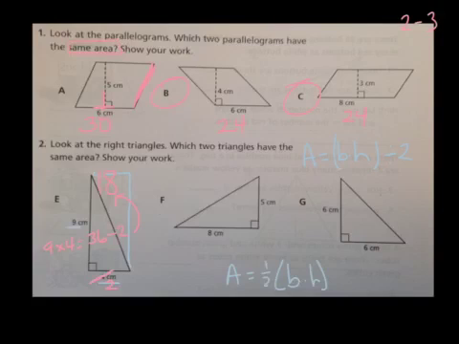So that's 18. For the second one, I'm going to divide this 8 in half, and I have 4. So I have 4 times 5 is 20. I'm going to take the 6, divide that in half, which is 3. Remember, when you divide something in half, you're dividing it by 2. And I get 18. So for number 2, E and G are the same area.